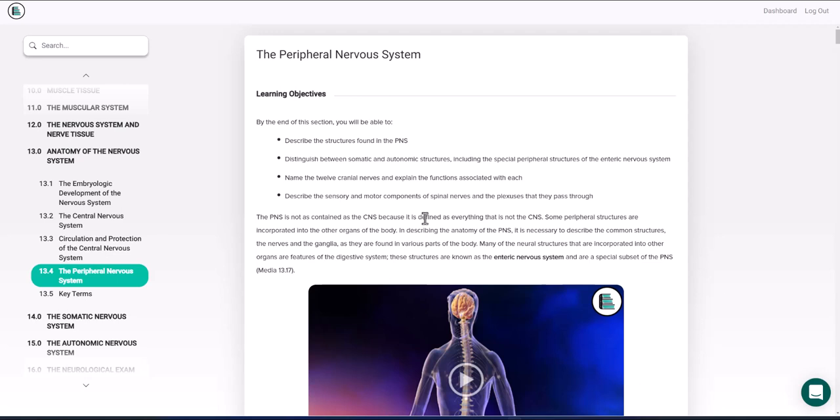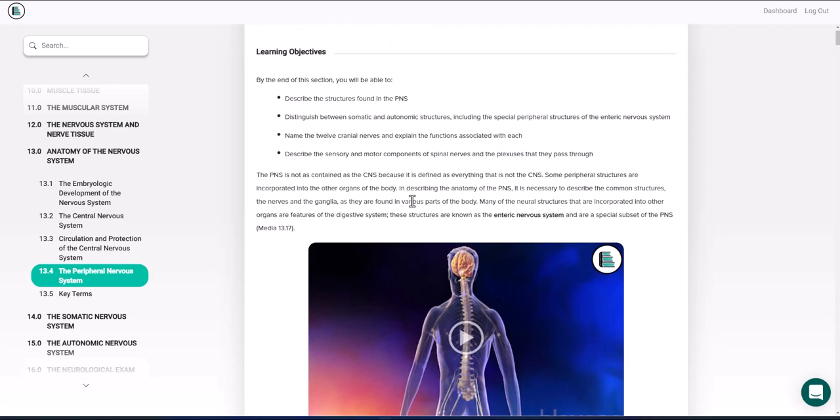When we look at nerves, I'll be describing to you the 12 cranial nerves. I'll also be describing to you a number of spinal nerves, and you'll be learning all 12 cranial nerves, and you'll be learning a fair number of spinal nerves as well. You'll also be learning about the plexuses, that is the group of nerves that come off the spinal cord.